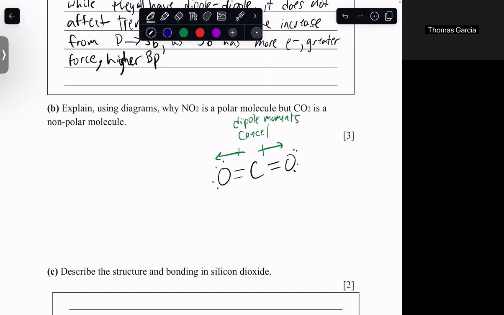Now with NO2, drawing that structure is a little bit more difficult. I like using the method where we actually count the electrons. So with NO2, we find that we should have 5 valence electrons from the N, 6 from the first oxygen, 6 from the second, totaling 17 electrons. So I'm going to start by writing my central atom, which will be N. What I will then do is create bonds.